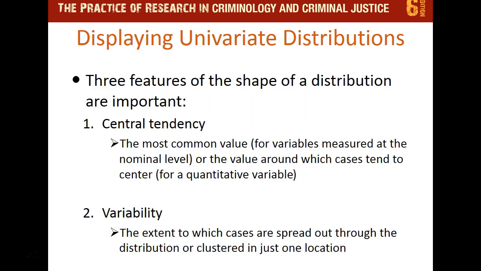There are 3 features when we talk about univariate distributions. We're talking about the shape of a distribution. We look at central tendency. This is the most common value for variables measured at the nominal level. Remember, that's the lower level, or the value around which cases tend to center for a quantitative variable. We're also looking at variability. Remember how these vary across each other. The extent to which cases are spread out through the distribution or clustered in just one location.